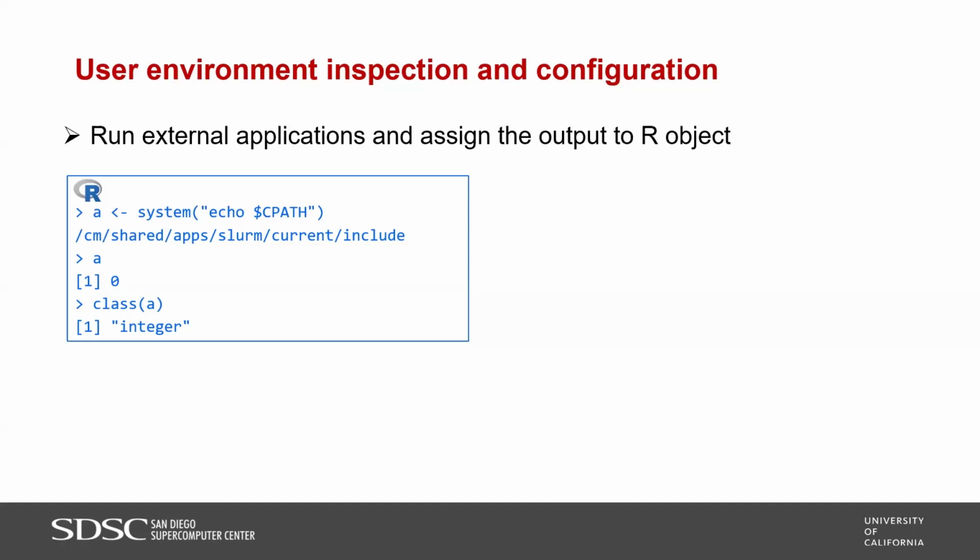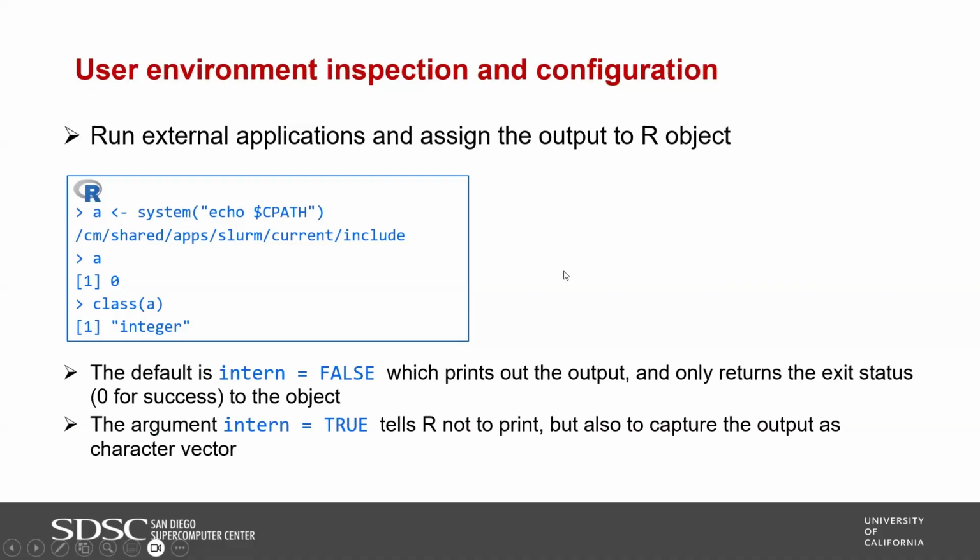And that string is not saved in A, but A is just a zero, and it's an integer object. But why? Because the default in the system function just prints out the output and only returns the exit status. Since we run this command successfully in R, we will return zero for success. It cannot save the path to the R object.